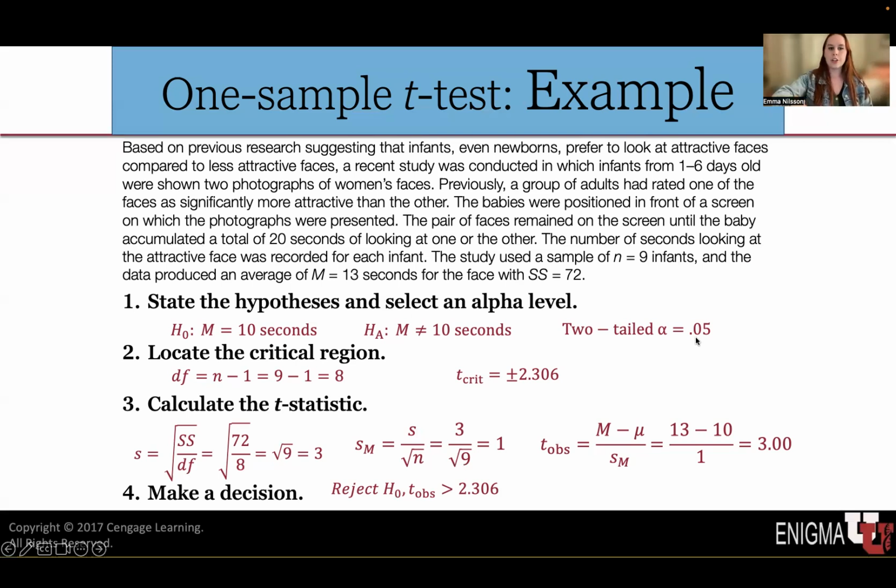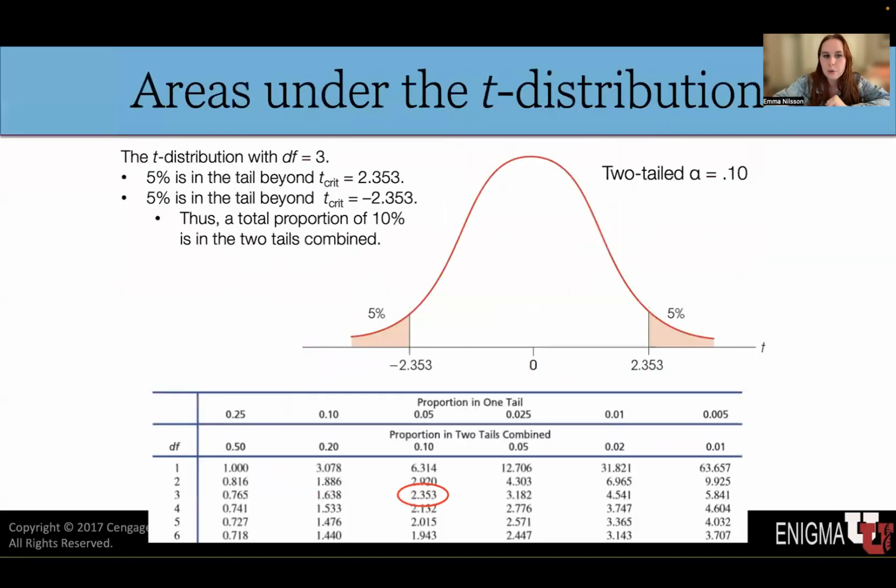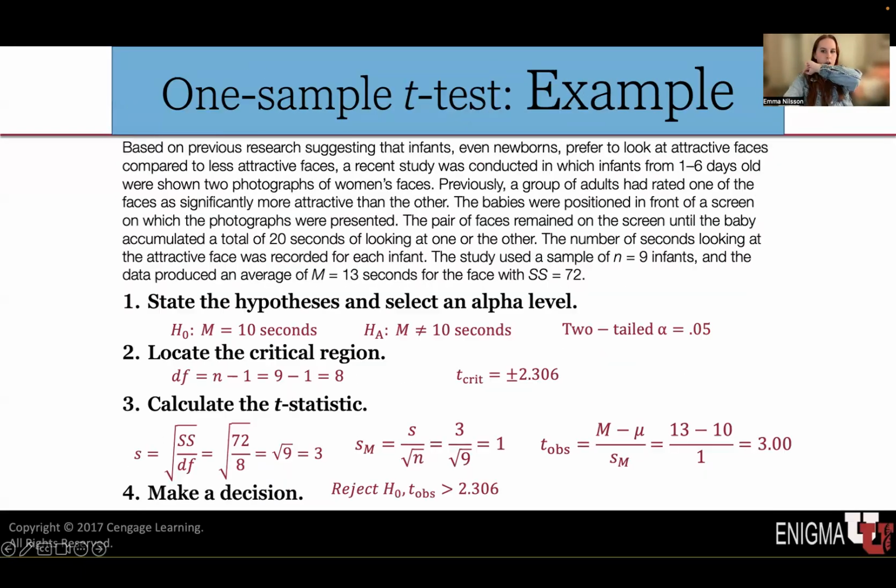So then we would calculate our degrees of freedom, which here is n-1, 9-1 equals 8. We would use the degrees of freedom and a 2-tailed alpha of 0.05 to find the t critical value. Here, what we would do is find 8 in your degrees of freedom, and then say we want the proportion in the two tails combined to be 0.05. So we would take this and our degrees of freedom, and that gives us a t critical value of plus or minus 2.306.